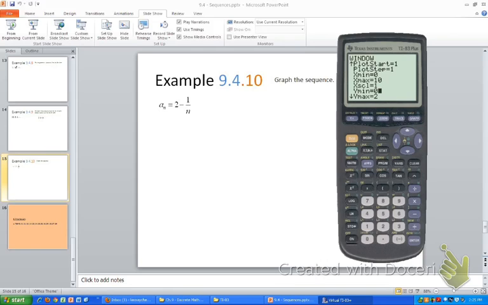So now try plotting the graph. And you'll see your points. Mine are kind of hard to see up here because they're little itty-bitty dots. But you should be able to see your first 10 points starting at 1 and then getting closer and closer to 2. So that's how you plot a sequence. Are there any questions on how you do that?